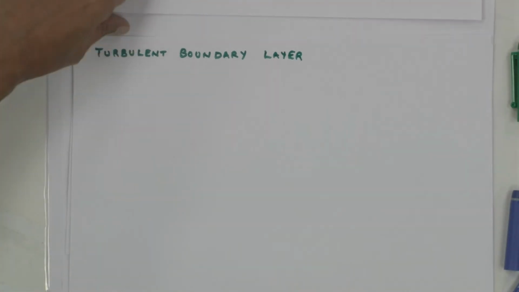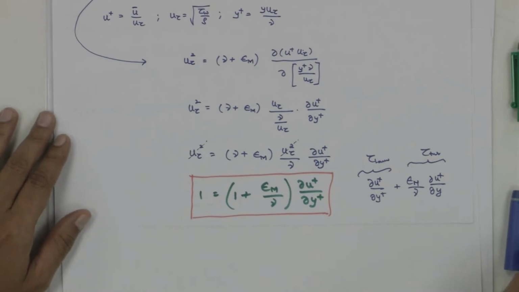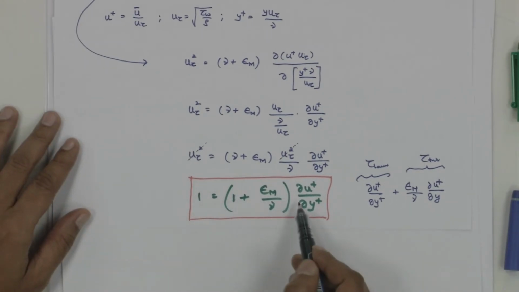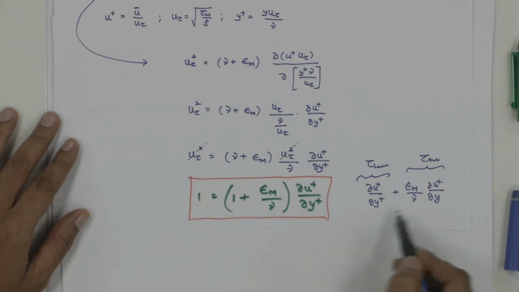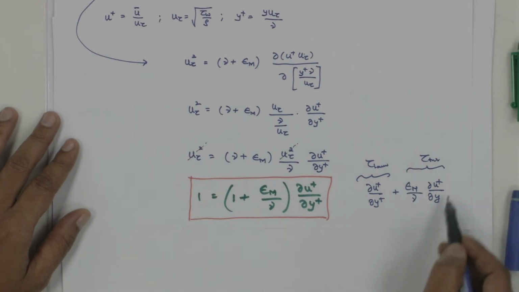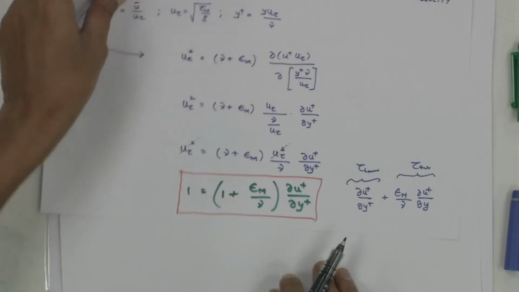If I take up turbulent boundary layer, just recall here, we had written 1 plus epsilon m by nu into du plus by dy plus. Now, this was the laminar shear stress and this is the turbulent shear stress. In the turbulent boundary layer, turbulent shear stress will be far highly exceeding compared to the laminar shear stress. So, I can neglect laminar shear stress and take only epsilon m by nu into du plus by dy plus.